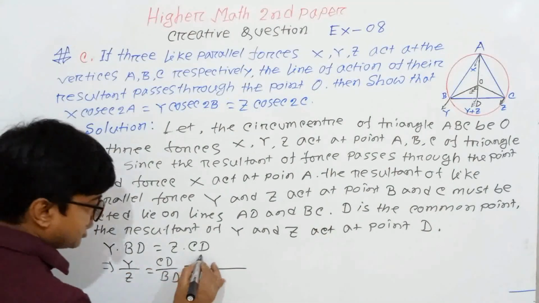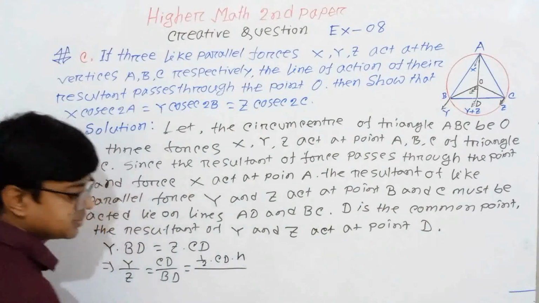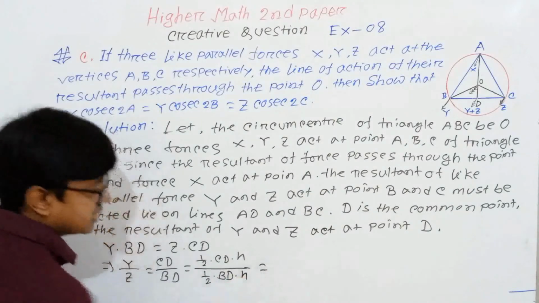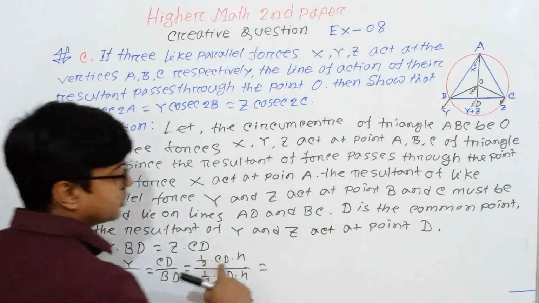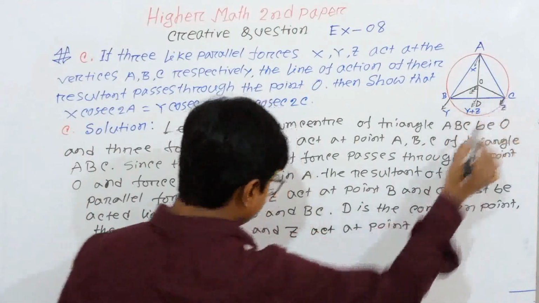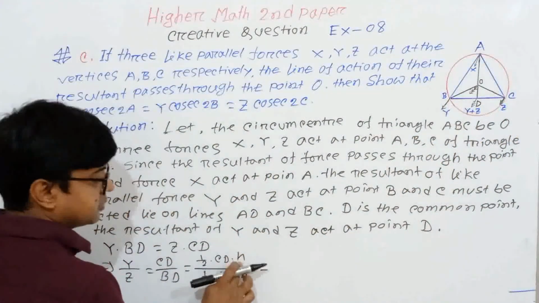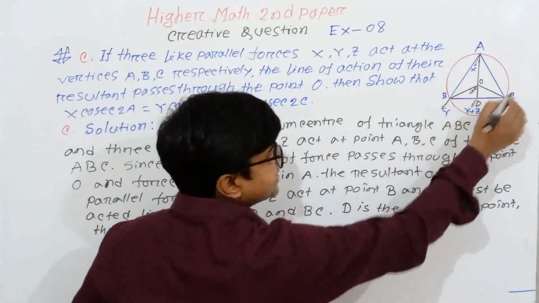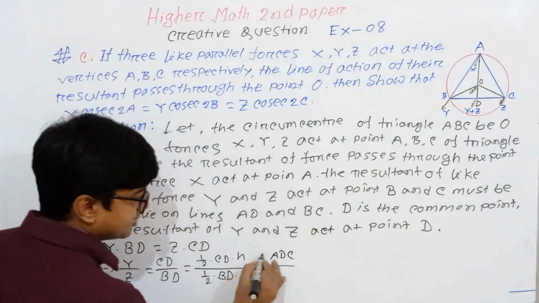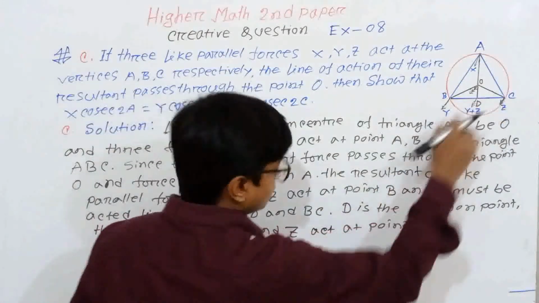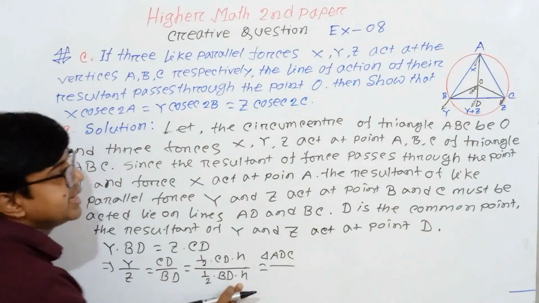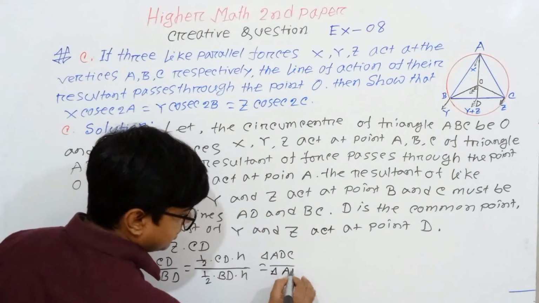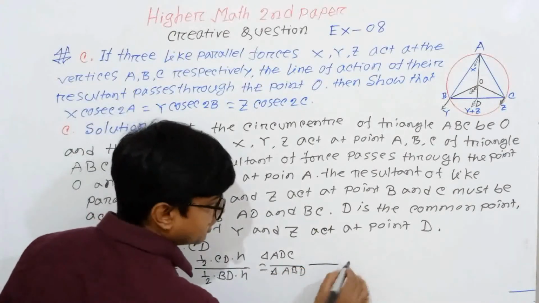at this CD. Here 1 by 2 into CD into H, and here 1 by 2 into BD into H, and this is the area of triangle. Look at this here, CD into height AD means H into half. So that's why it's the area of triangle ADC, and here the area of half into BD into H is the area of triangle ABD. This is the equation number 1.